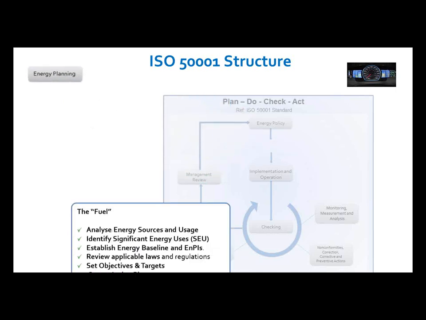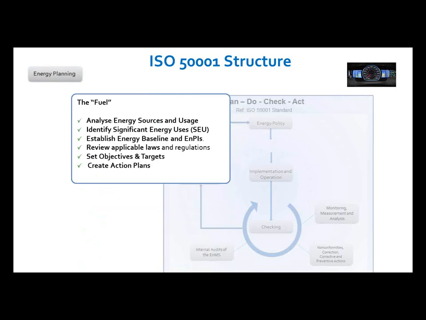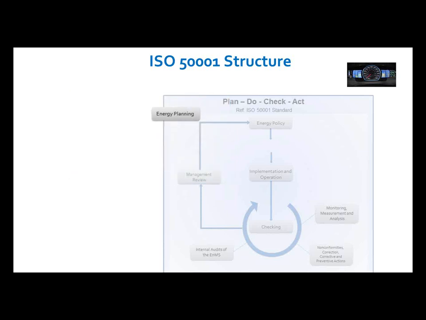The energy planning aspect is where I describe it as a fuel. You need something to drive it, and you need to understand where you're coming from. You need to analyze your energy sources and uses. You need to identify significant energy uses and other energy uses, establish baselines and energy performance indicators, review the laws and set objectives, and then create action plans and follow through on those action plans.